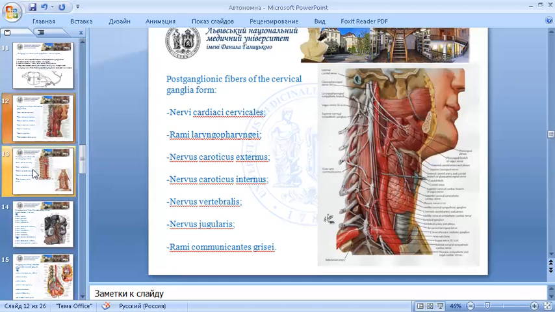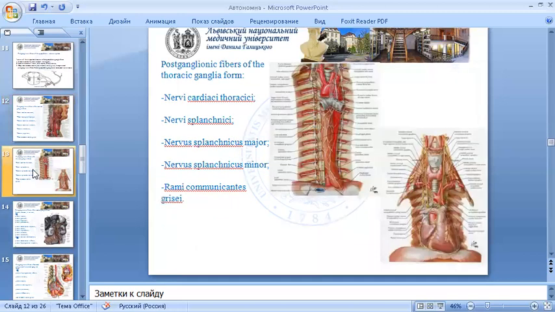Now, postganglionic fibers of the thoracic ganglia form nervi cardiaci thoracici, which supply the heart also. We know that they provide sympathetic innervation of the heart, and sympathetic innervation of the heart accelerates the heartbeat. Then there are the nervi splanchnici, which provide sympathetic innervation of the organs of the thoracic cage.